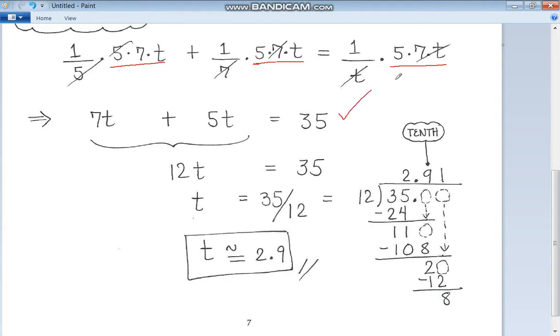Okay, combine like terms on the left side. You get 12t equals 35, and divide both sides by the coefficient 12. Now we go to the side, and we have to divide 35 divided by 12, and then we put a decimal, work on past the 10th location so we can round. This is a 10th location. There's a 1 after that, so we're rounding down to 2.9 hours.